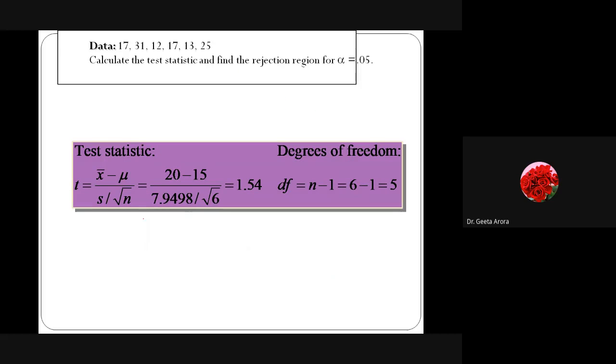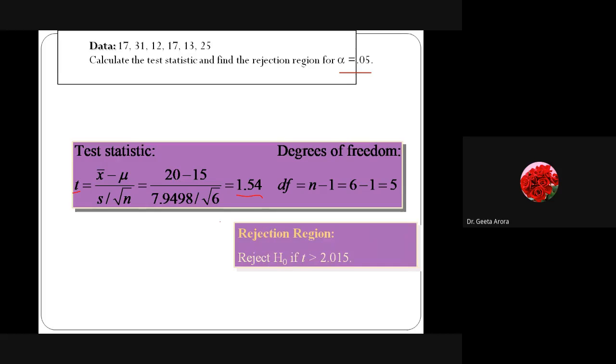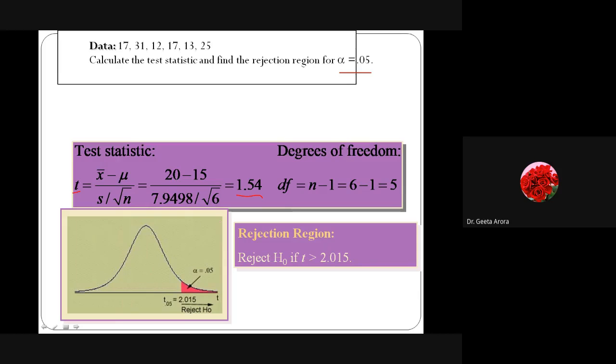After that, we have to calculate the test statistic, which is t equals x bar minus mu divided by s by under root n. Here we have written x bar minus mu, 15, and s by under root n, and it's coming as 1.54. Correct. Now we have to test at 5% level of significance, and the sample size is 6. So we need the value of t at 5% and 5 degrees of freedom.